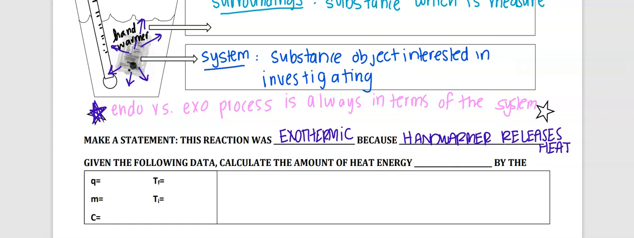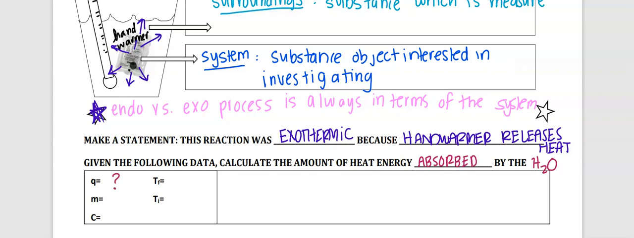So let's calculate the amount of heat energy that was absorbed by the H2O. So Q equals MC delta T, right? Think all the way back to when we used that last, is our equation we're going to use. So we're going to be solving for the Q.